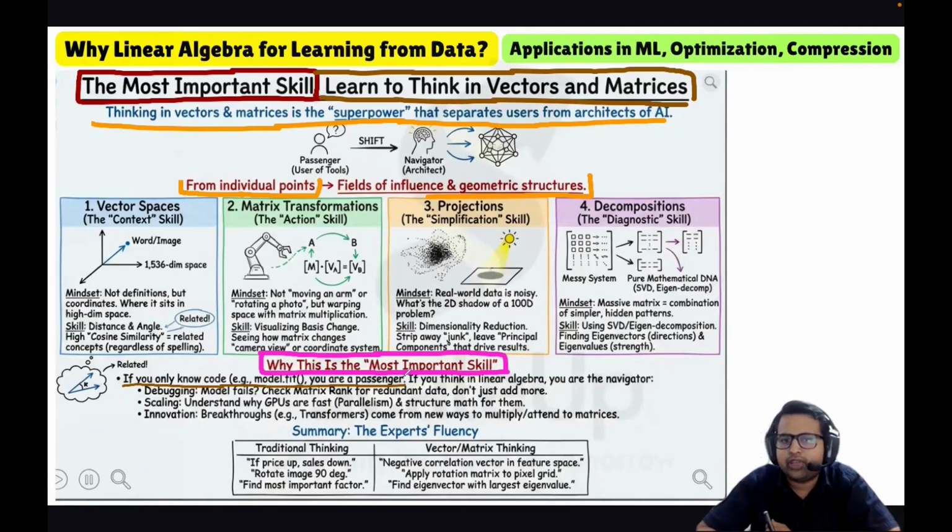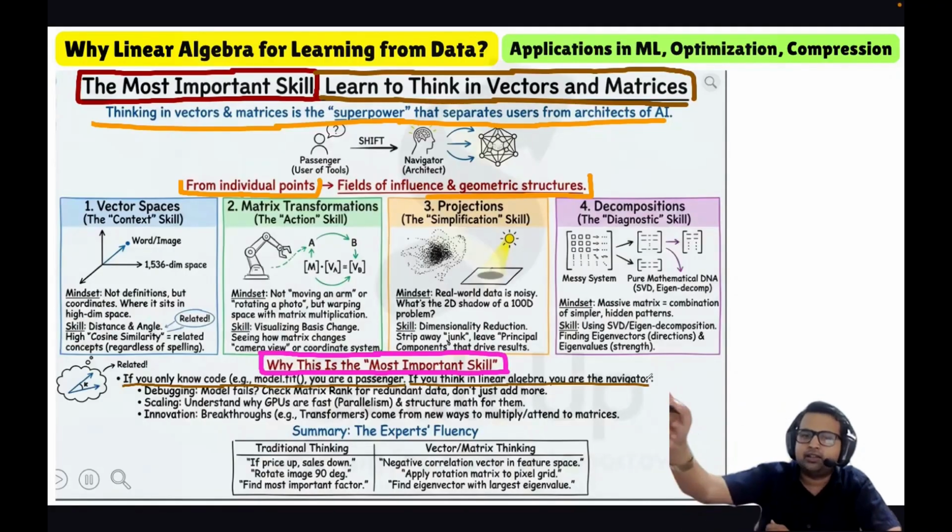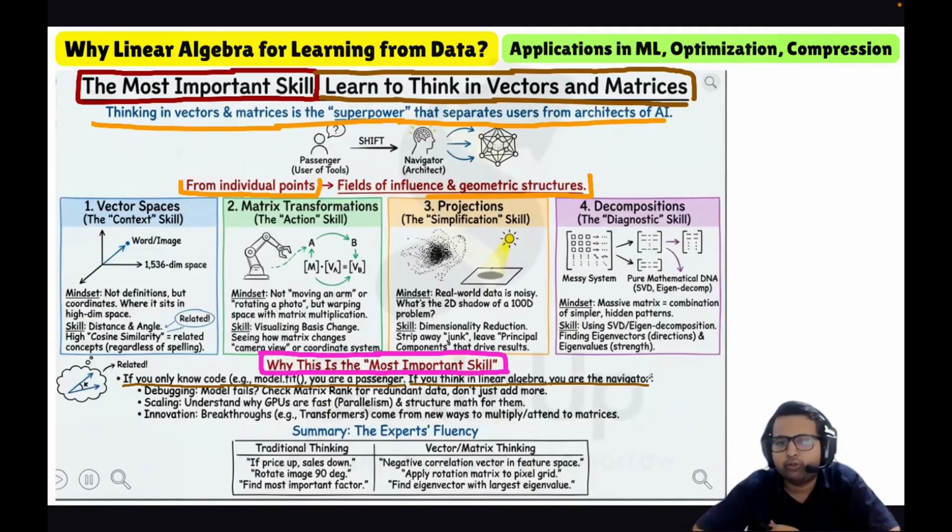But if you think in terms of linear algebra, then you are the navigator. You will be designing those inbuilt functions. You will be leading in which direction we should move. You will become the navigator. So why is thinking in terms of vectors and matrices important? It is important for debugging.